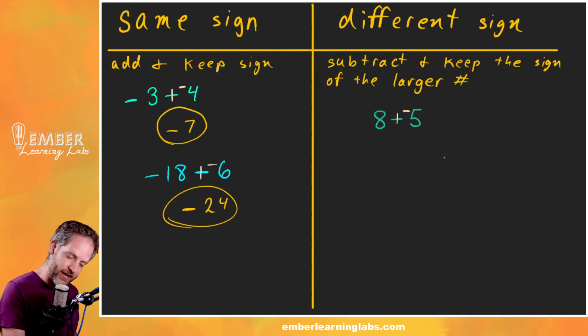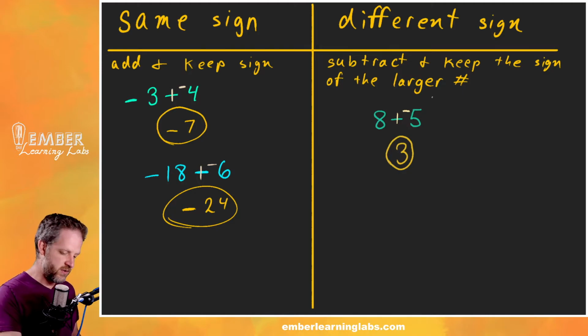The signs are different. So we subtract and keep the sign of the bigger one. Which one's bigger, 8 or 5? 8 is bigger, right? So this turns into positive. What's 8 minus 5? 3. Okay, so let's do another one of these.